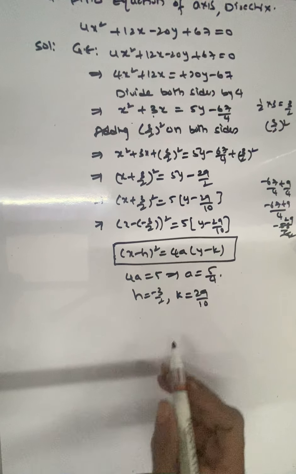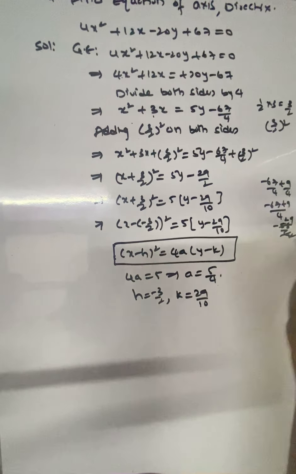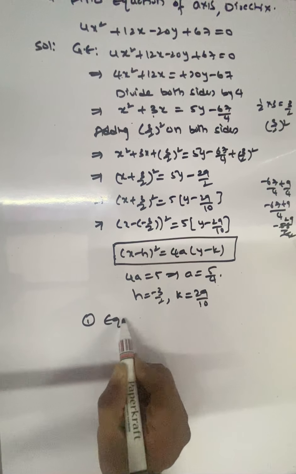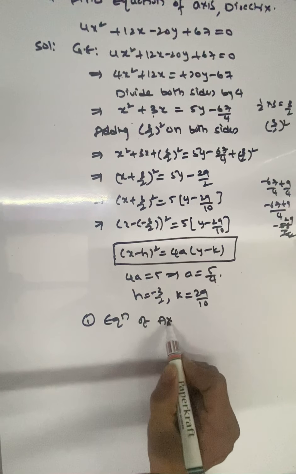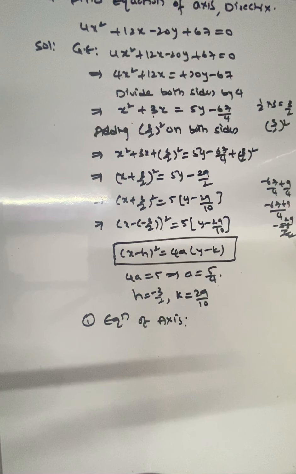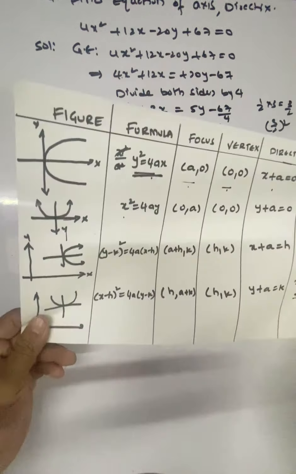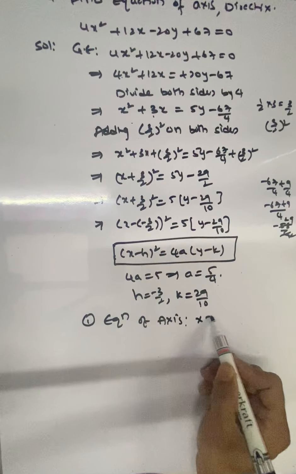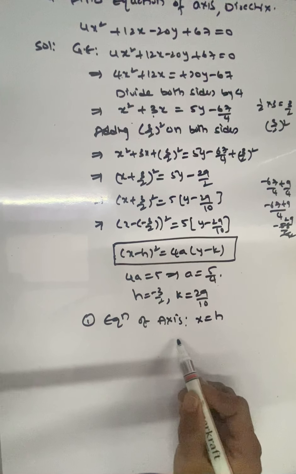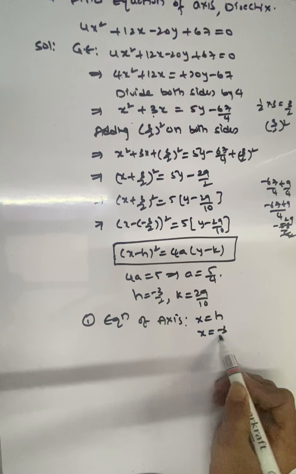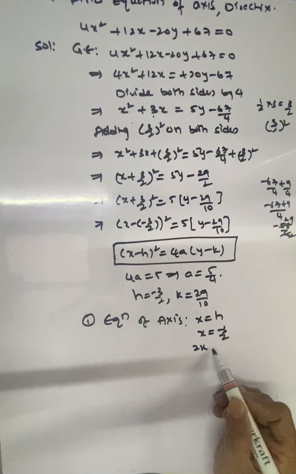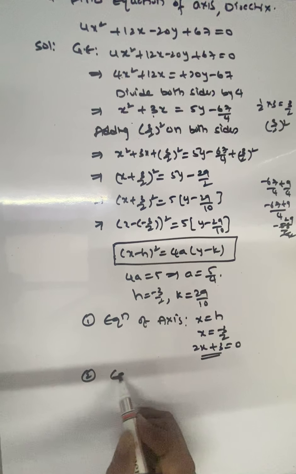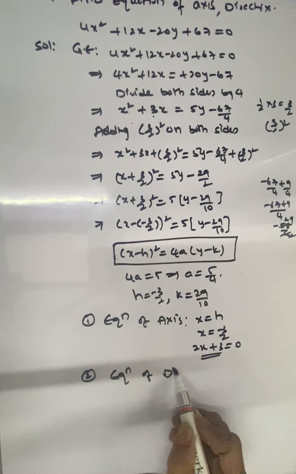Once we have these values a, h, k, you can find whatever they are asking. First, equation of axis. How to write the equation of axis? Because of the x formula, we have x is equal to h. x is equal to the h value, minus 3 by 2. Cross multiplied and minus taken to this side: 2x plus 3 equals 0.